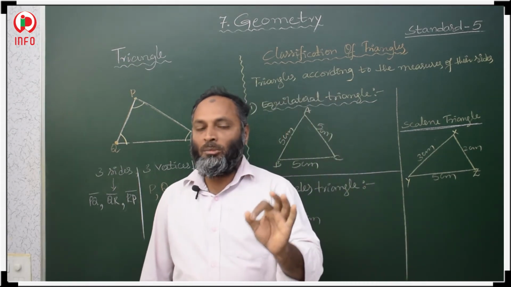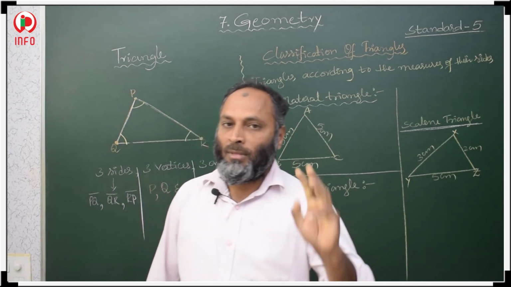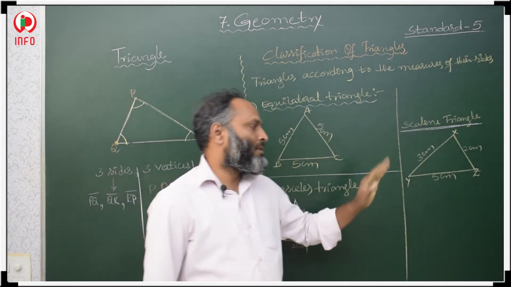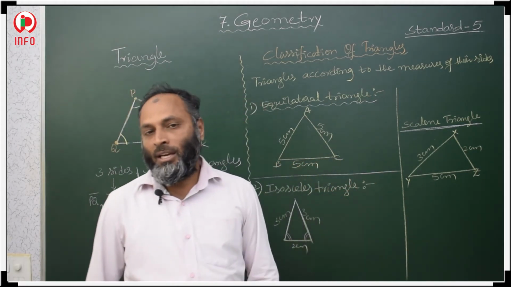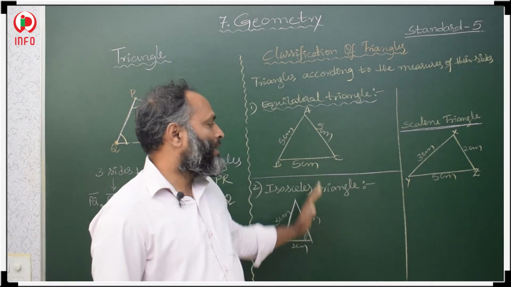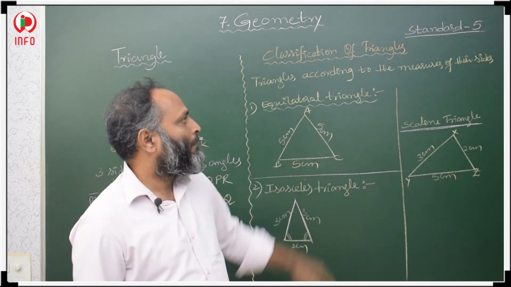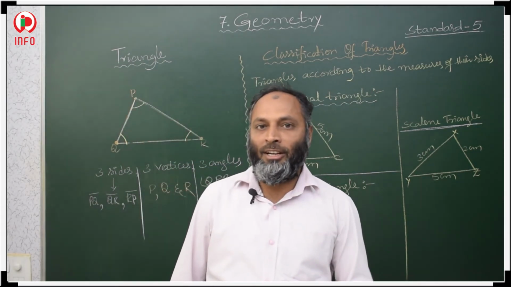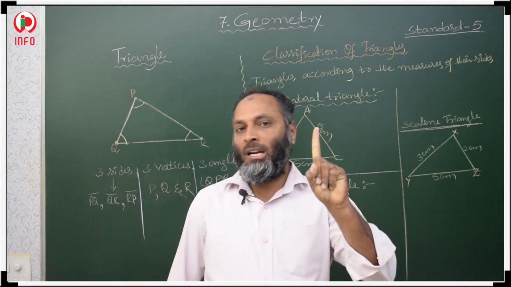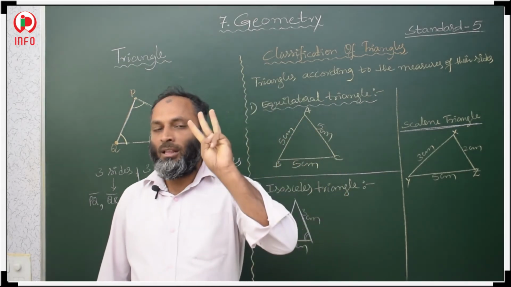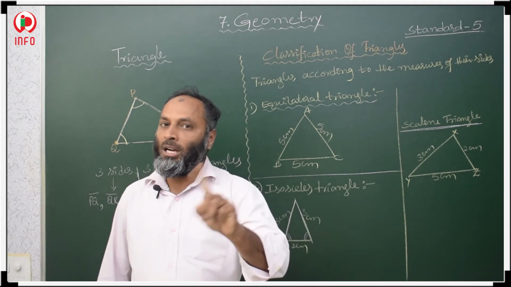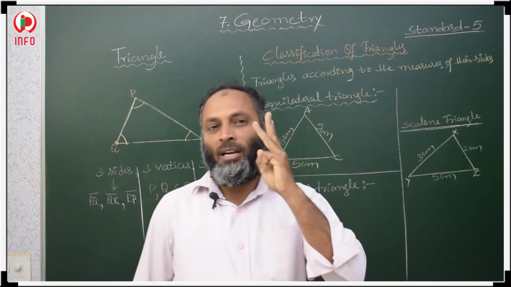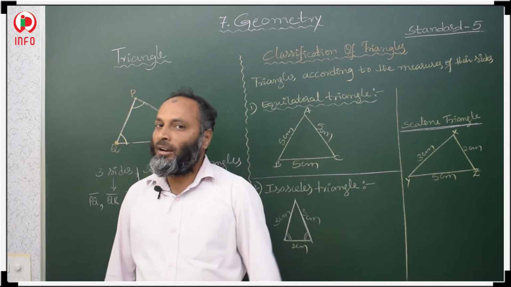Okay. Equilateral triangle means all the three sides are equal. Isosceles triangle means two sides are equal. Scalene triangle means all are different in length. So these are the three categories, according to the sides the triangles are divided into three categories: equilateral, isosceles, and scalene. In equilateral, all three sides are equal. In isosceles, any two sides are equal, and in scalene, all three sides are different.